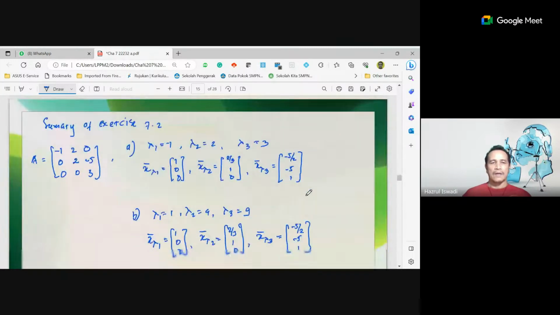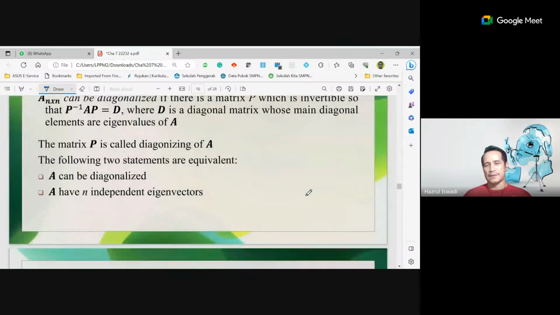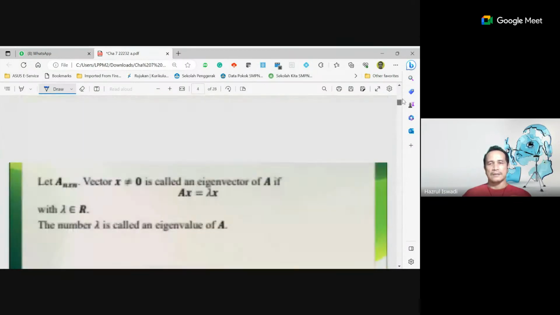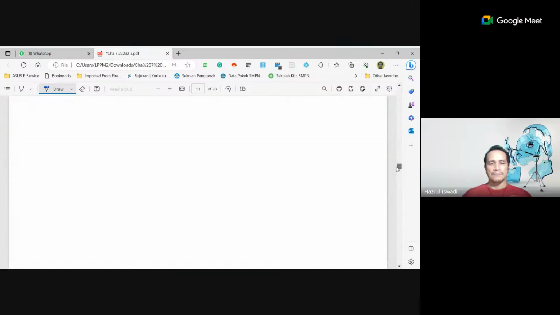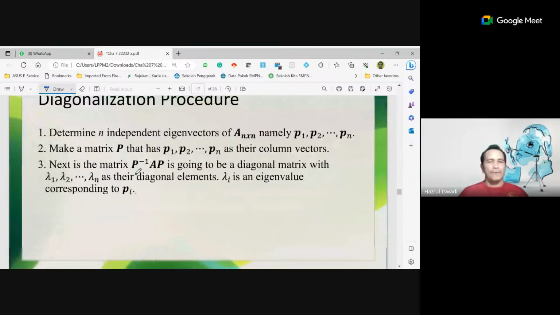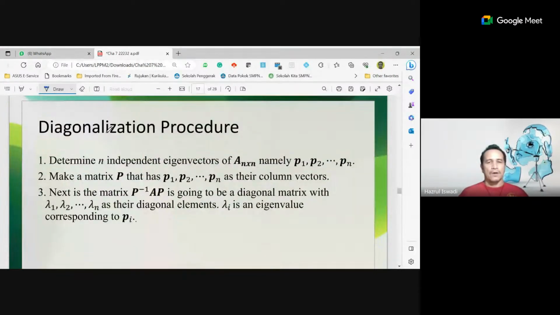Okay, that's all until now. After we summarize the problem until now, let's continue to the next concept. We have the diagonalization problem. What is the diagonalization problem?